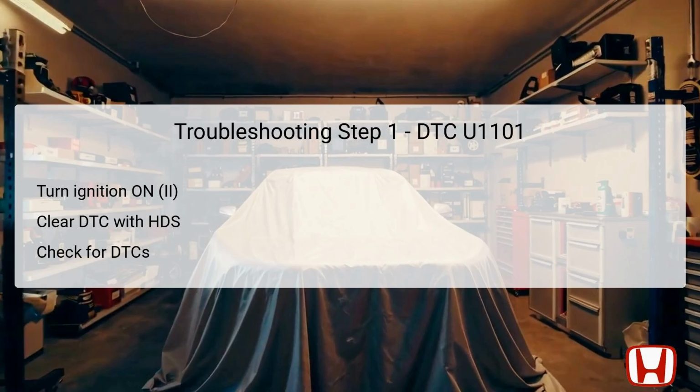The first step in troubleshooting DTC U1101 involves turning the ignition switch to the on position, which powers the vehicle's electronic systems. Following this, it is essential to use the Honda Diagnostic System, HDS, to clear the DTC from memory. This resets any fault codes present and allows for fresh diagnostic evaluation. After clearing, the technician must check for any pending or confirmed DTCs using the HDS. If DTC U1101 persists, it indicates that the issue remains active and requires further investigation.